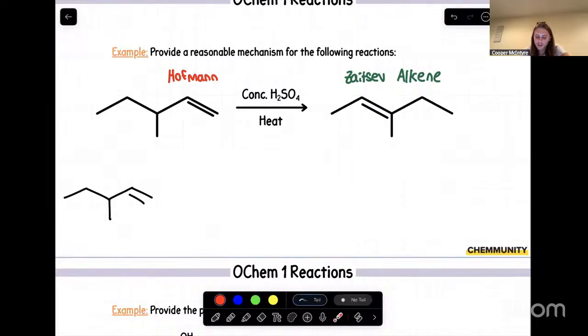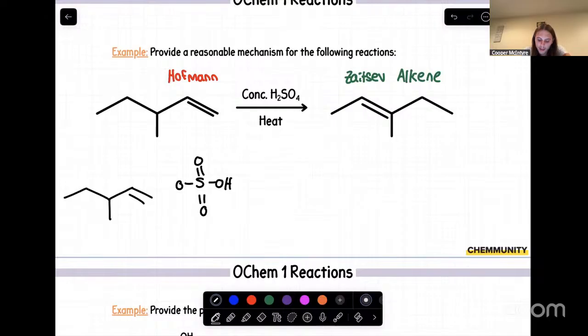And in terms of the reagents we're given, we have concentrated sulfuric acid, which, to refresh your memory, concentrated just means you have a lot of it. So this is going to be more sulfuric acid, less water. And then we also have heat. So let's go ahead and draw out sulfuric acid. If I can draw out S, there we go. Perfect. And sulfuric acid, we can't forget, is a super, super strong acid.